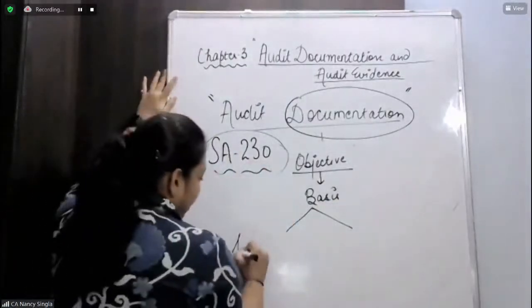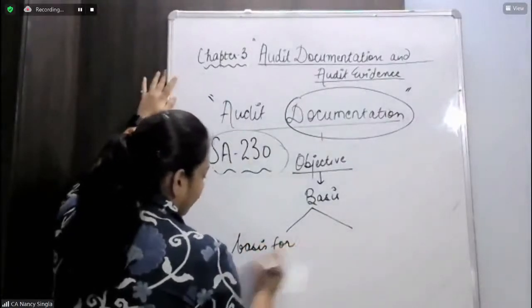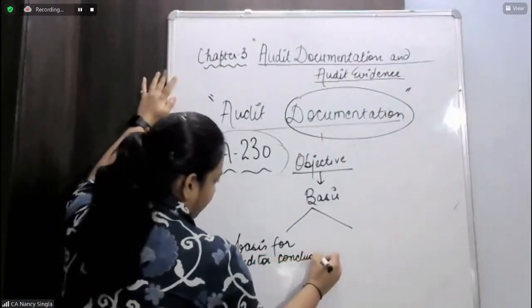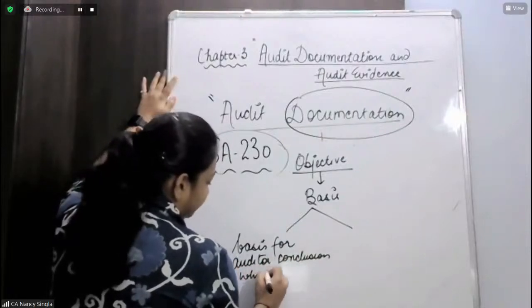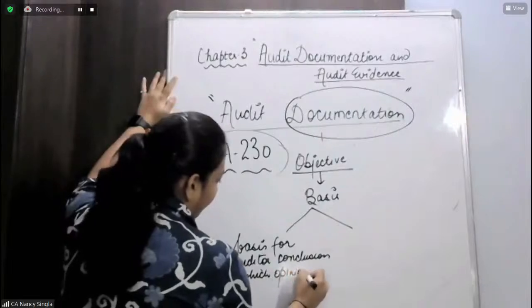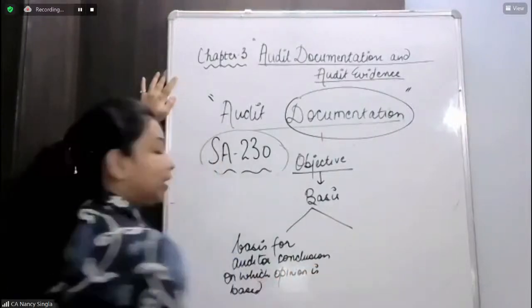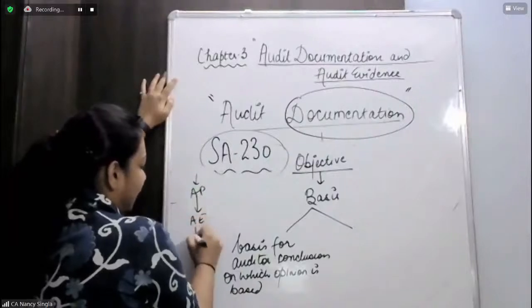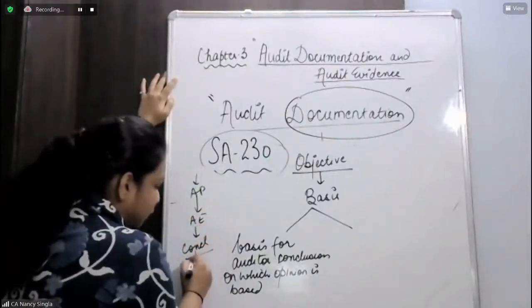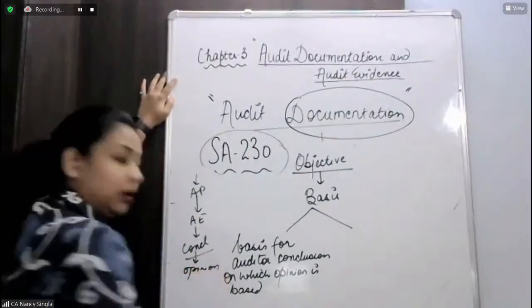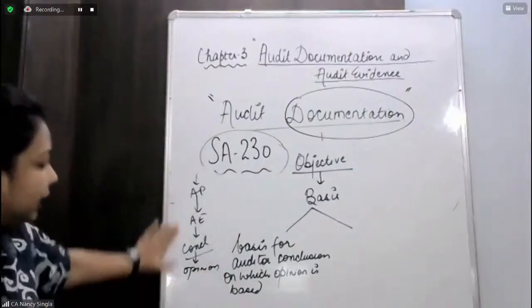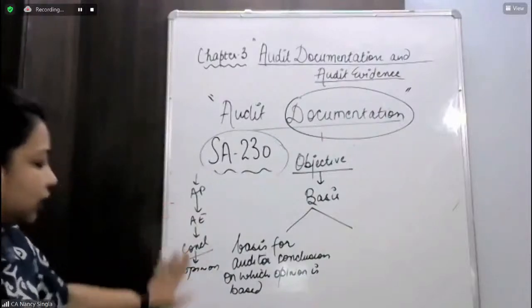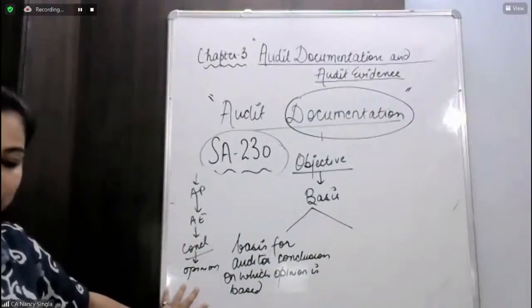First is the basis for auditor's conclusion on which opinion is based. See the definition that we have learned. What is it? Audit procedures performed, audit evidences obtained, and conclusions the auditor reached. And based on that conclusion only, opinion is formed. Right? So all this provides the basis for this conclusion on which the auditor's opinion has been based, right?